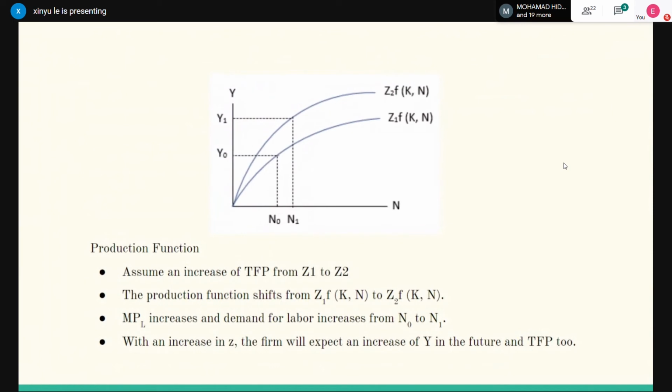So for this production function, assume an increase of total factor productivity. The production function will shift from Z1 to Z2. Marginal productivity of labor increases. Thus, demand for labor increases from N0 to N1. With an increase in Z, the firm will expect an increase of Y in the future and total factor productivity too.